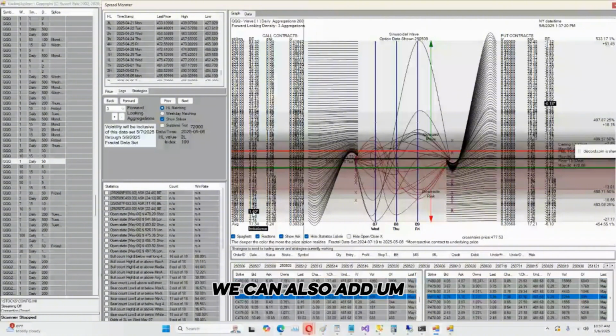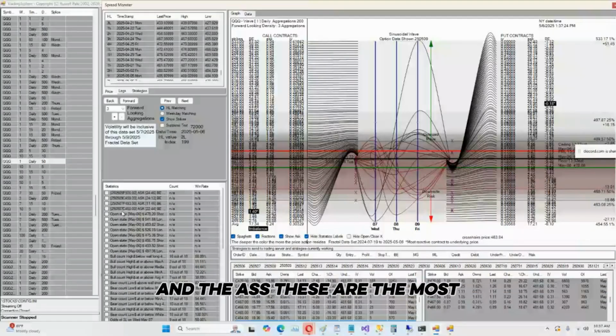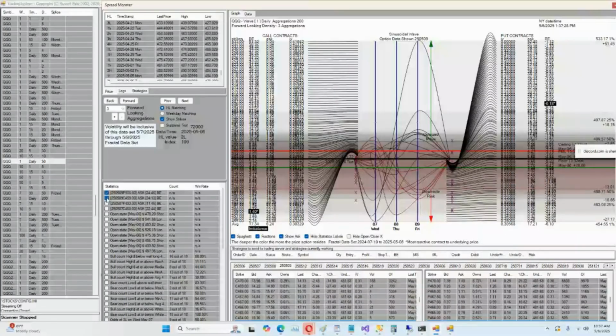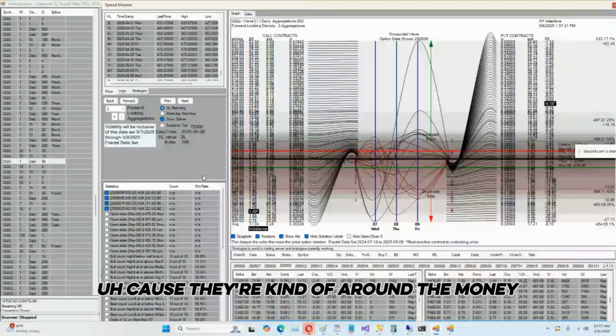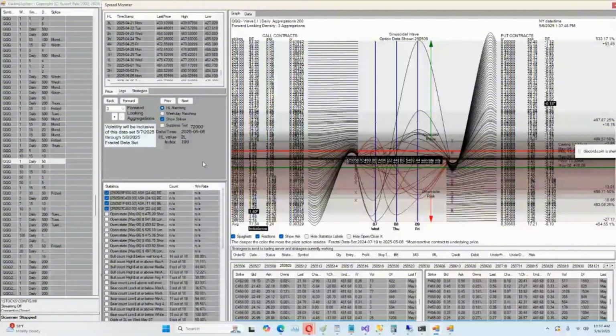The changes that we brought in. We can also add the ask. These are the most contracts that are put up here. Five oh six. Because they're kind of around the money, making them the most reactive.